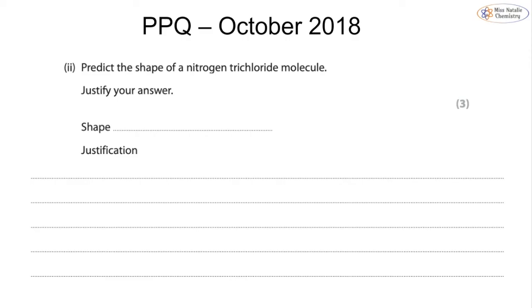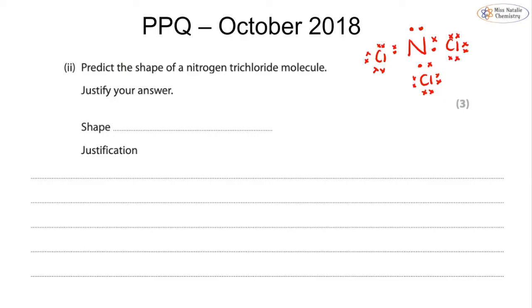Then we want to look at the shape of a nitrogen trichloride molecule, and we want to justify our answer. So if we think of the nitrogen, and we think about the bonds and the electrons that are around it, we know that we have a lone pair, and then 3 unpaired electrons. They are going to bond with the chlorines, and we're going to get a dot and cross diagram that looks something like this.